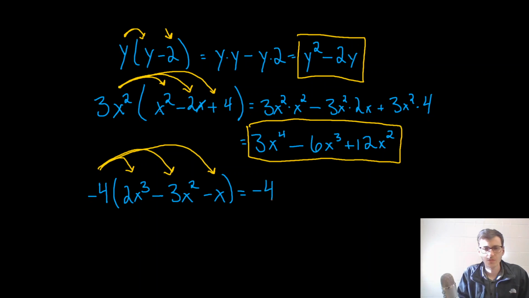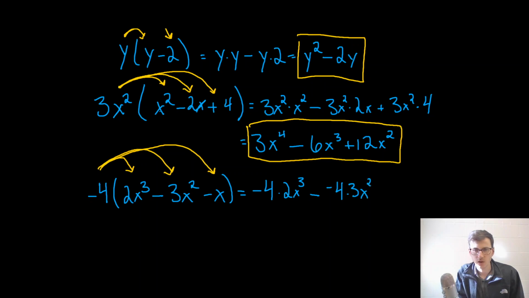I would have negative 4 times 2x cubed. And if you want to do minus, that's still fine. It would be minus negative 4 times 3x squared minus negative 4 times x. Okay, this negative 4 times 2x cubed is negative 8x cubed. Negative 4 times 3x squared is negative 12x squared. And negative 4 times x is just negative 4x.